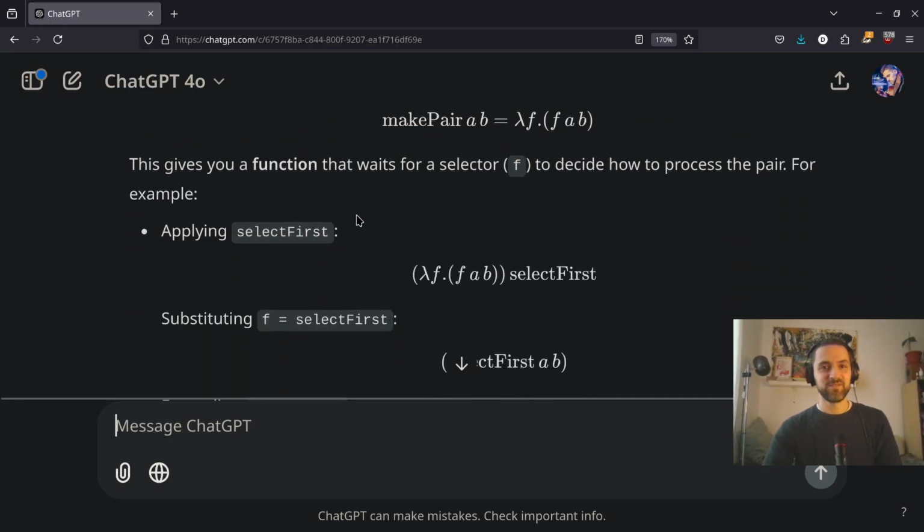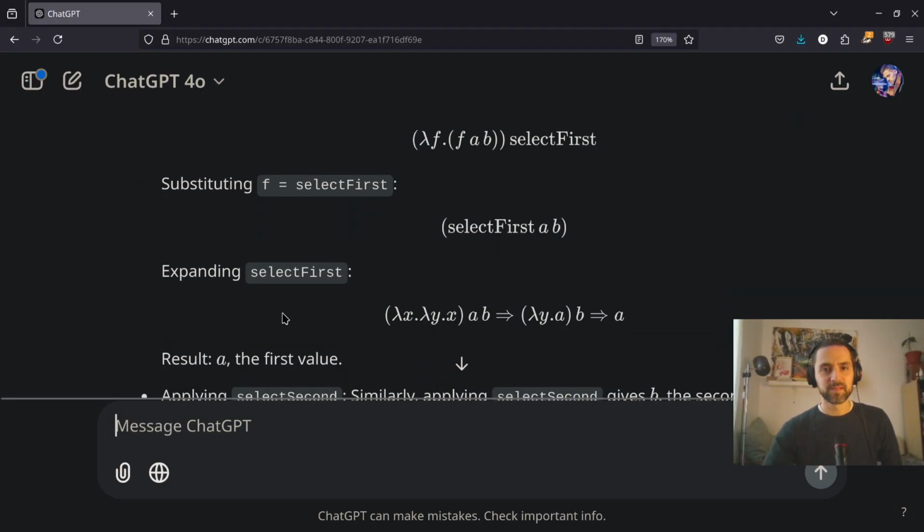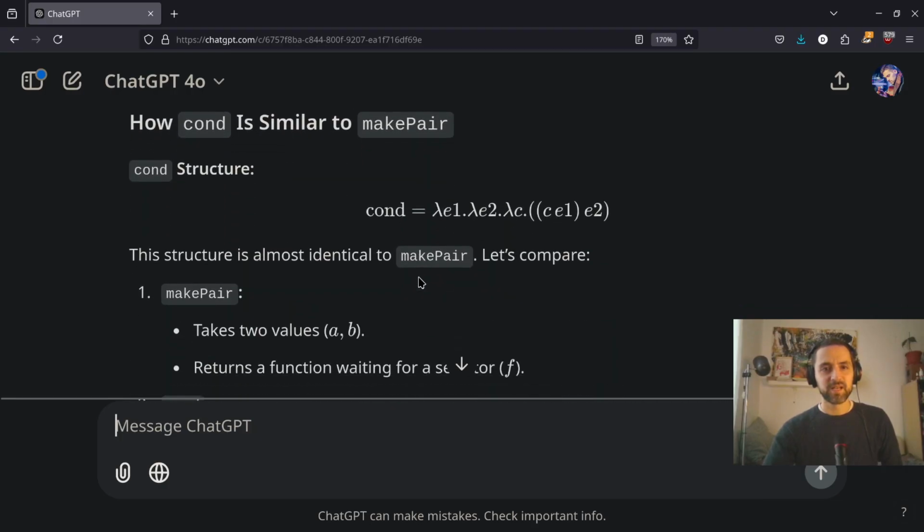Interesting. This gives you a function that waits for a selector f to decide how to process the pair. For example, applying select first, substituting select first, right? Expanding select first, and then you expand it, right? How cond is similar to make pair. Cond has this structure: lambda e1, lambda e2, lambda c, c e1 e2. This structure is almost identical to make pair. Let's compare. It is almost identical.